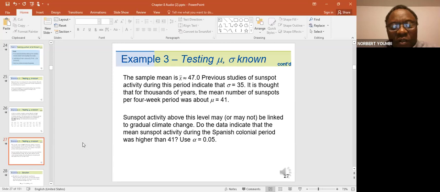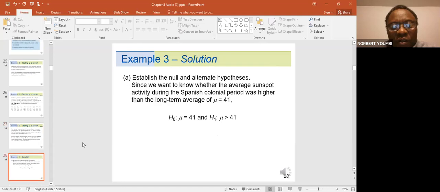So in this section, we are testing hypotheses about the mean when sigma is known, like in the case of this example. When sigma is known, we use the Z distribution as we learned in chapter 7. The claim here, which we often need to identify, is the mean sunspot activity during the Spanish colonial period was higher than 41. We are going to use the data provided to test this claim.